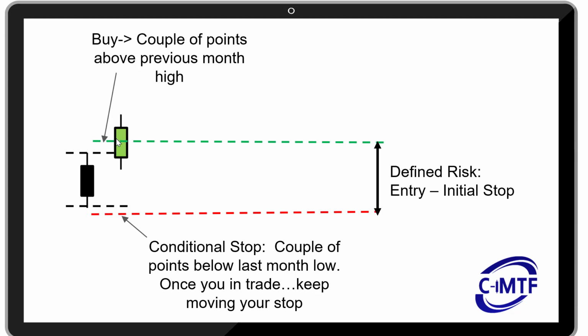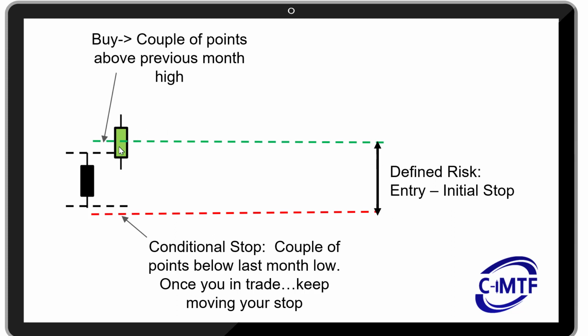When you place your buy stop order there, you want to use a conditional stop. The conditional stop will be the same previous month bar. Take the low, minus a couple of points, which would be this red line right there. That will be your conditional stop. So that is your entry order tied to conditional stop. This is your defined risk.